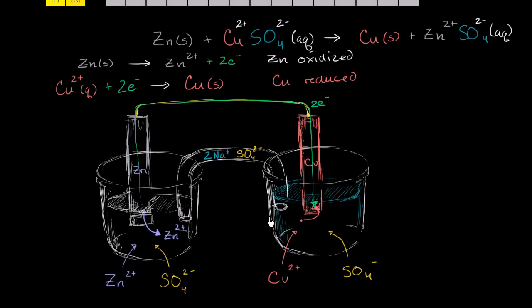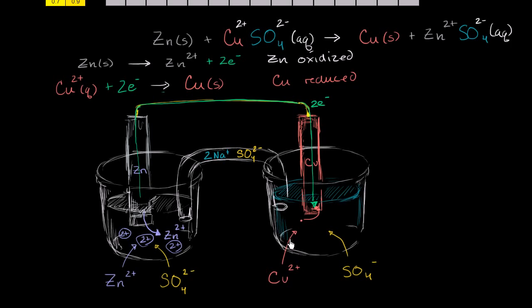Now, you might be saying, if more and more of this positive zinc is flowing into the solution, wouldn't this make an imbalance? If this solution becomes too positive, then the electrons wouldn't want to leave as much anymore. And similarly, if all of the copper cations are capturing the electrons, this solution is going to become more and more negative. It's going to have more sulfate and less of the positively charged copper ions.